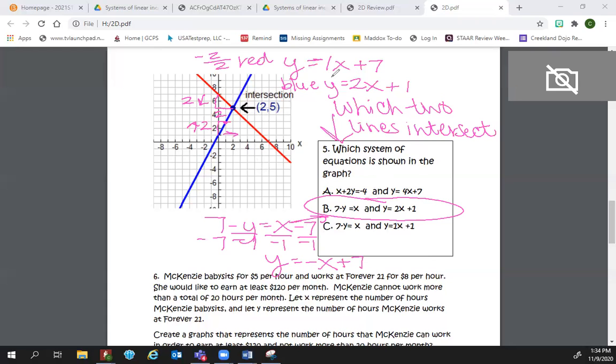You guys got that? Okay, give me 1 second and then we're gonna do number 6. So give me 1 second.